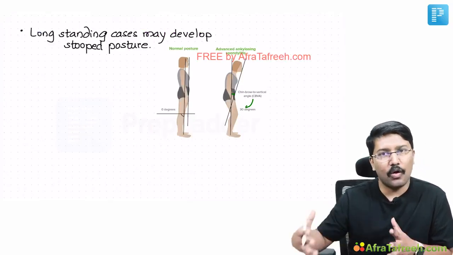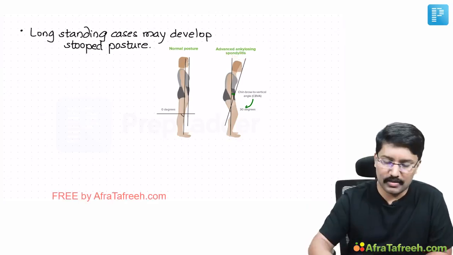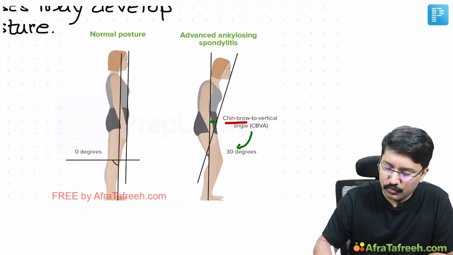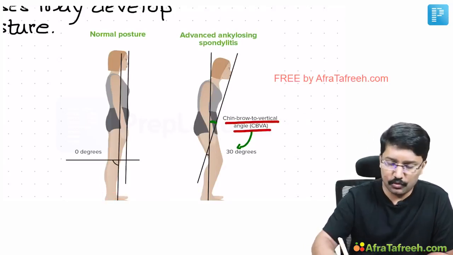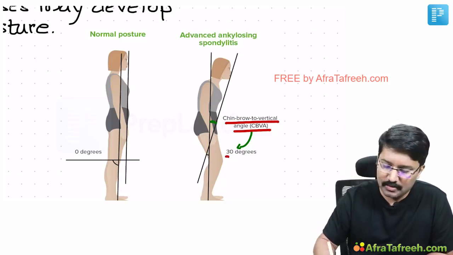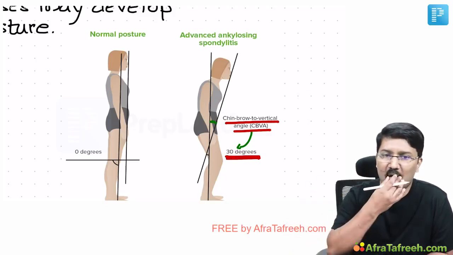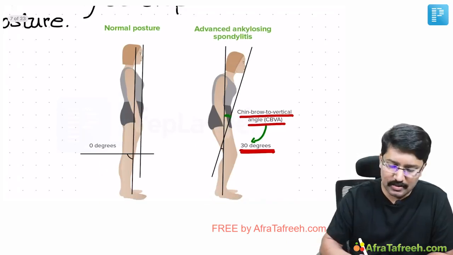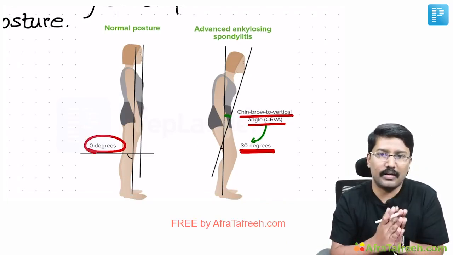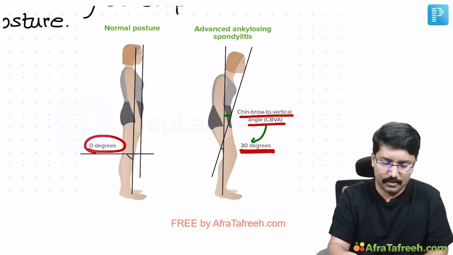If a patient is having long-standing ankylosing spondylitis, he may develop a forward stooped posture, like you can see in the image here, right? This can be assessed by doing a chin brow to vertical angle calculation, right? You do a vertical line and then along the chin and brow you make a line. If it is 30° plus, that goes on to say that the patient has developed a forward stooped posture, right? If there is normal posture, then this degree will be 0 because they run parallel lines, right? When you do a chin brow line and a vertical line, you will have parallel lines, so you don't get any angle there, right?